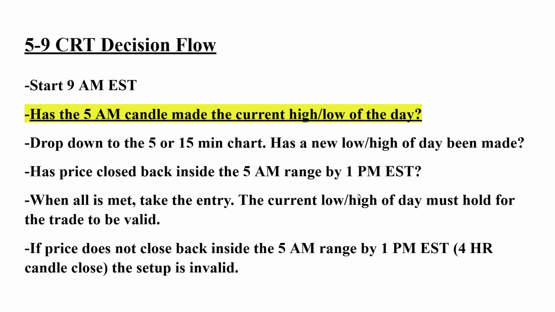So here's the decision flow. These are your steps, your checklist. Take a screenshot, write it down, do whatever you've got to do to commit this to memory. Your trading day starts at 9 a.m. If you want to start at 8:55, even better. The first thing you're going to look at is whether the 5 a.m. candle created the current high or low of the day. If the high or low of the day was created anywhere between like 1 to 5 a.m., no. The high or low of the day should have been created between 5 and 9 a.m.